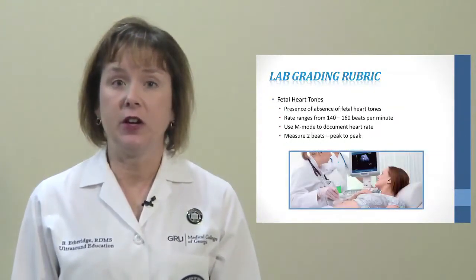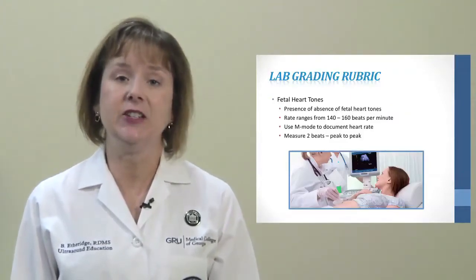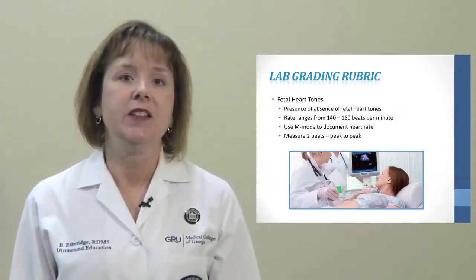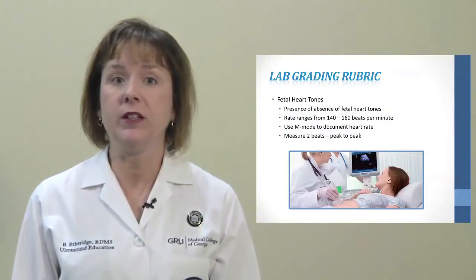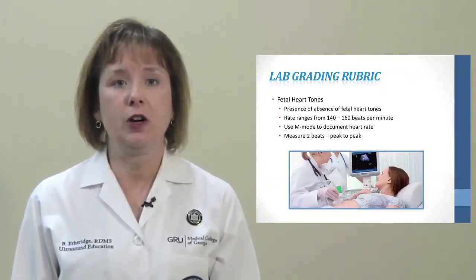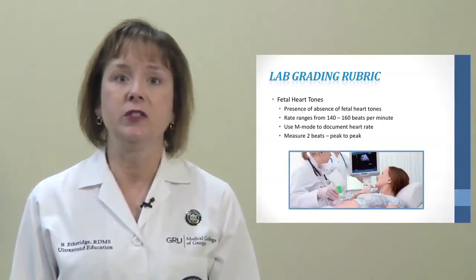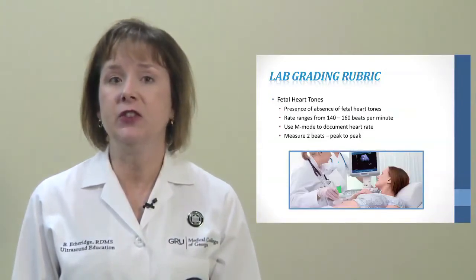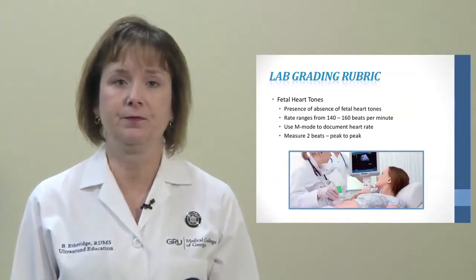Documentation of fetal heart tones is the first step to the OB ultrasound exam at any gestational age. In the second and third trimesters, fetal heart rates range from 140 to 160 beats per minute. To document fetal heart tones with ultrasound, we will be using M mode, which is located just to the left of the 2D icon in the center of the Philips Spark console.